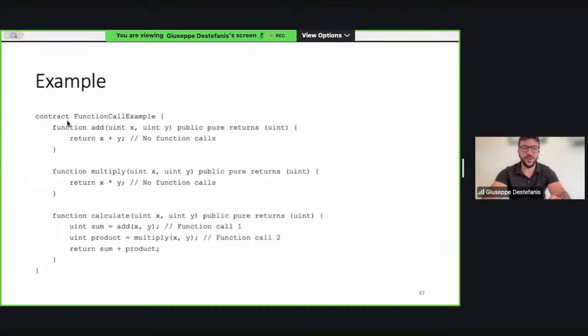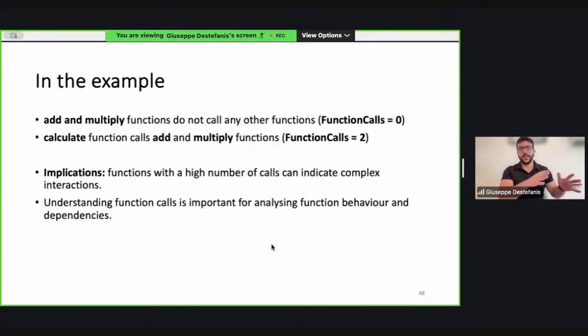Let's try to see this code. We have three functions: add, multiply, calculate. The function which is calling other functions is obviously calculate. This one is not calling other functions. This one is not calling other functions. Calculate is calling add here, and then it's calling multiply here. So one function call, second function call. In this example, I can check, and it's easy. Function calls like 2 for calculate, it's quite easy to understand and to maintain. But when the number of calls is high, then tracking all the interactions can be challenging and not that easy.